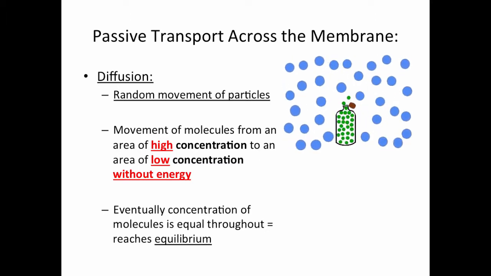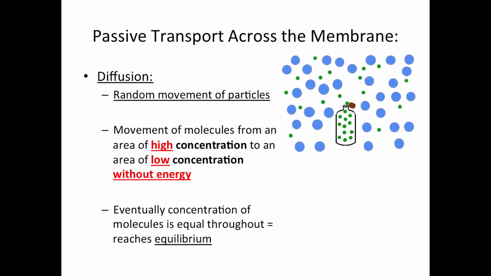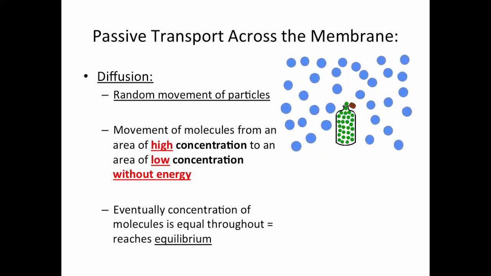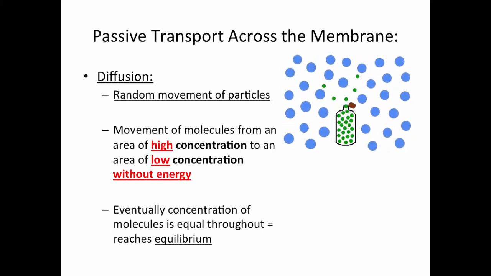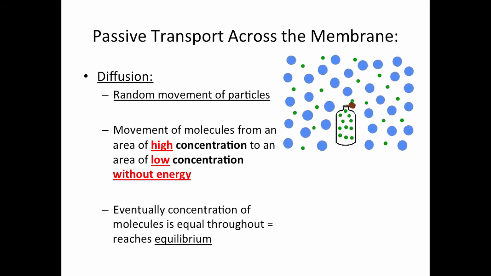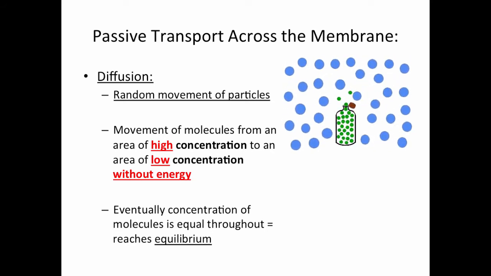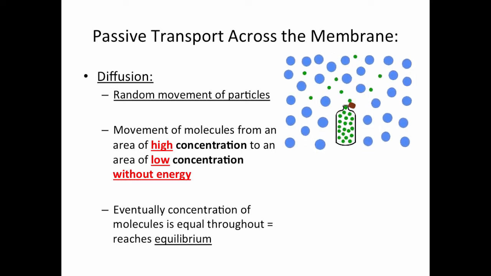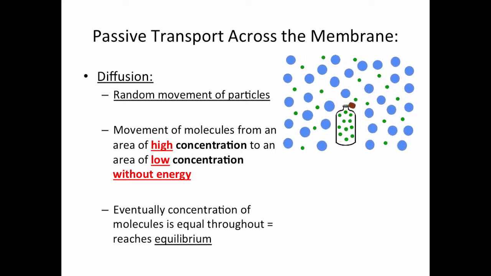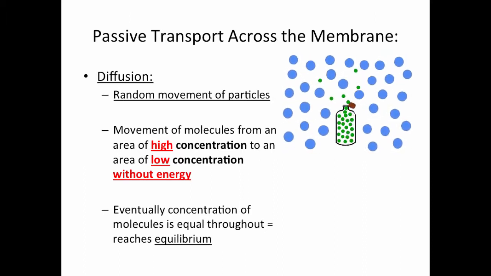So if you look at the diagram I have up here with the bottle full of green dots, and on the outside of the bottle is a bunch of blue dots. Inside the container, there's a whole lot of green, and they are in a high concentration. I take off the top, and because they're high concentration inside, low concentration outside, they're naturally going to move, and they're randomly bouncing off of each other because that's how molecules move until they reach equilibrium. And that means there's an equal amount inside as there is outside.